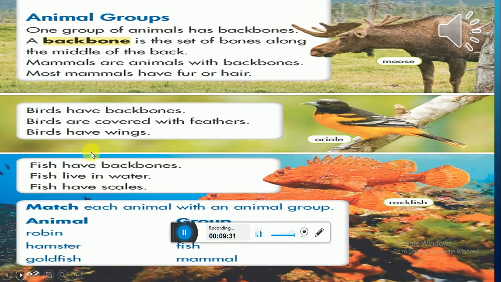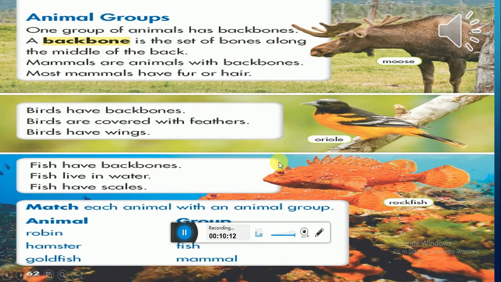Excellent, guys. Good job. So if we go back to our book and look at page 62, we can find animal groups. One group of animals has backbones, as we know. So first, mammals like this mouse, and they have fur or hair. Number two, birds have backbones too, and are covered with feathers like this oriole. Number three, fish have backbones like this rockfish, and are covered with scales.